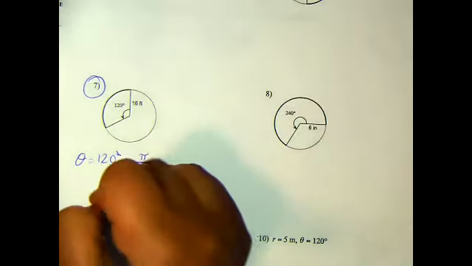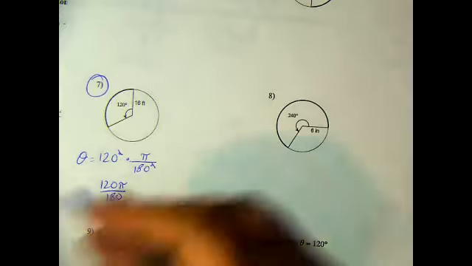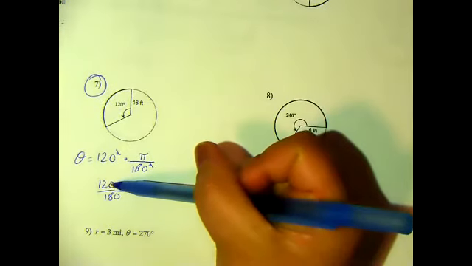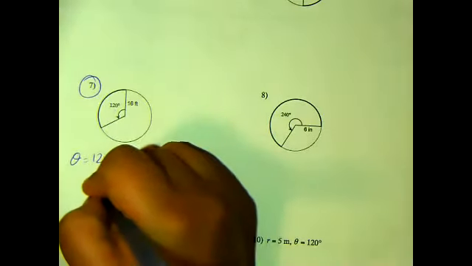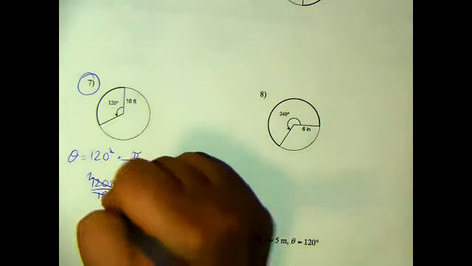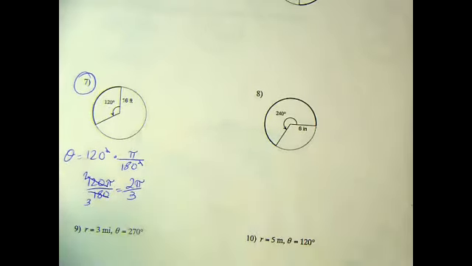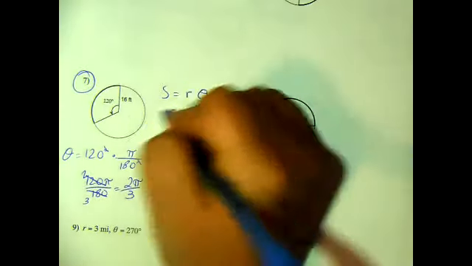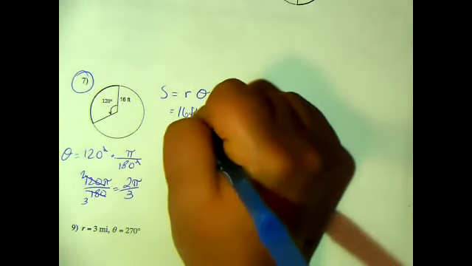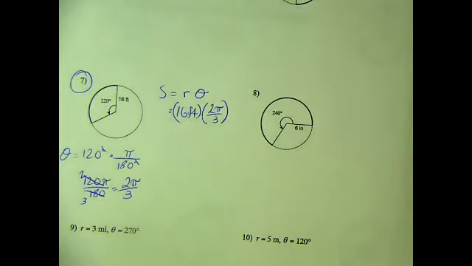Okay. So this is going to be 120 pi over 180. And when you simplify this, the greatest common factor for 120 and 180 is 60. So 120 divided by 60 is 2. 180 divided by 60 is 3. So you get 2 pi over 3 as your theta. So then when you come over here for your arc length, you have your radius times your theta. Your radius is 16 feet, your theta is 2 pi over 3 radians.